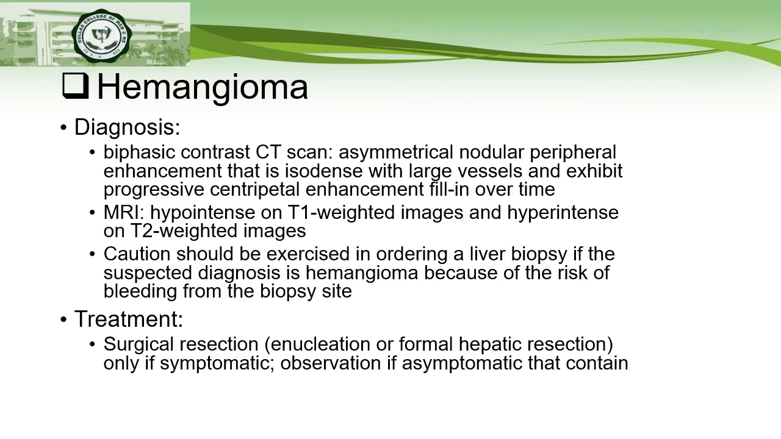On MRI, hemangiomas are hypointense on T1 weighted images and hyperintense on T2 weighted images. In fact, due to the nature of the hemangiomas, caution must be exercised in ordering a liver biopsy if the suspected diagnosis is a hemangioma, because there's actually the risk of bleeding from the biopsy site, especially if the lesion is at the edge of the liver. For patients that are very symptomatic, or if they opt to do surgical resection, the resection can be accomplished by enucleation or formal hepatic resection, depending on the location and involvement of the intrahepatic vascular structures and hepatic ducts.